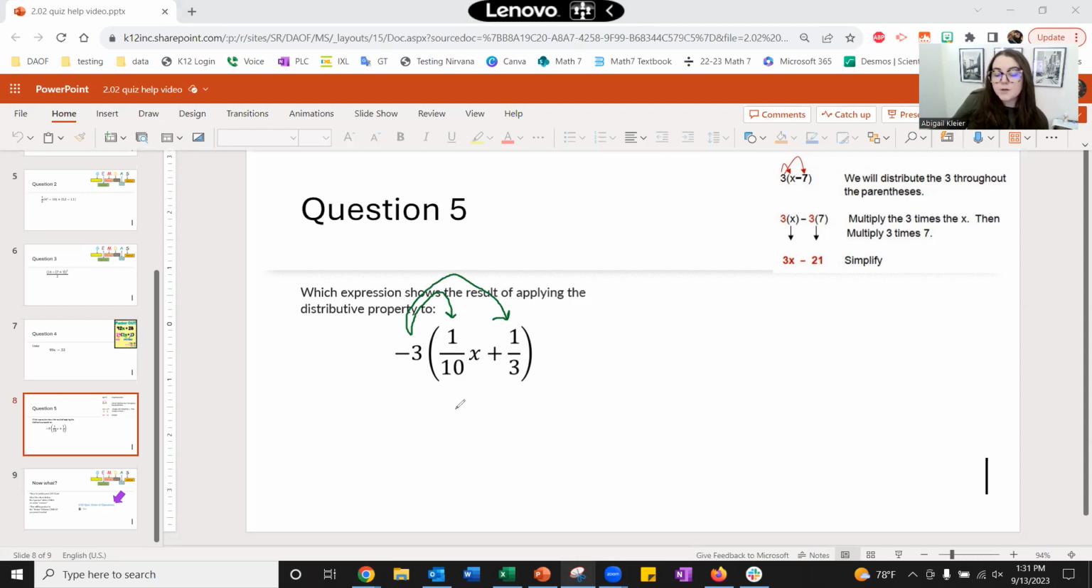-3 times 1 over 10x is -3 over 10x, and nothing there can be simplified. Then I have -3 times, and I'll write it over here, 1 over 3, and that equals -3 over 3, which is the same thing as -1. So my answer to this, after I multiplied both, is -3 over 10x minus 1.